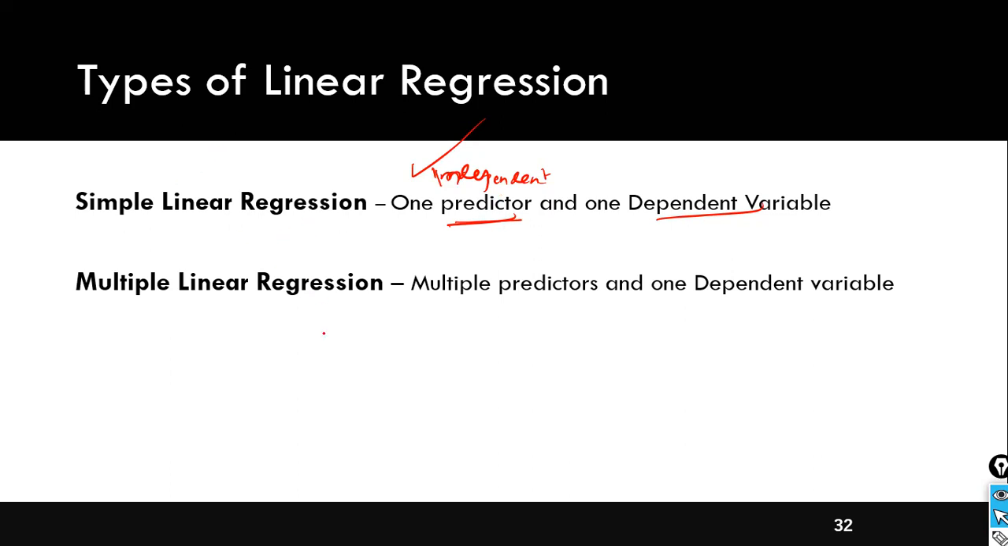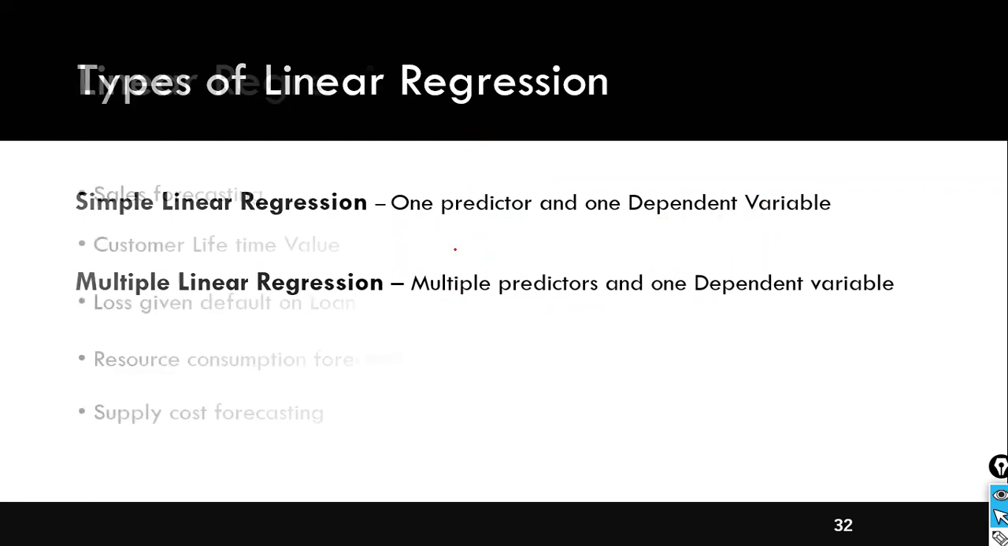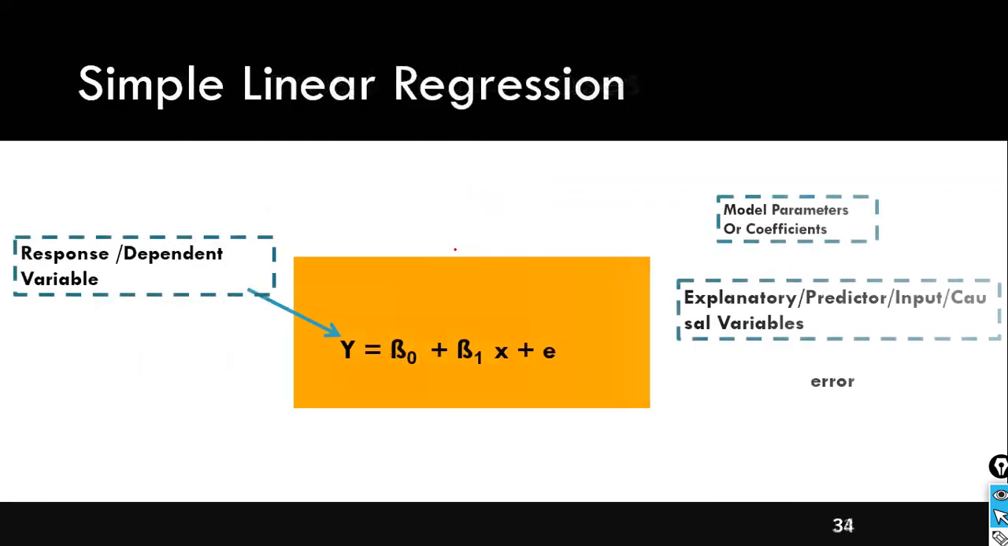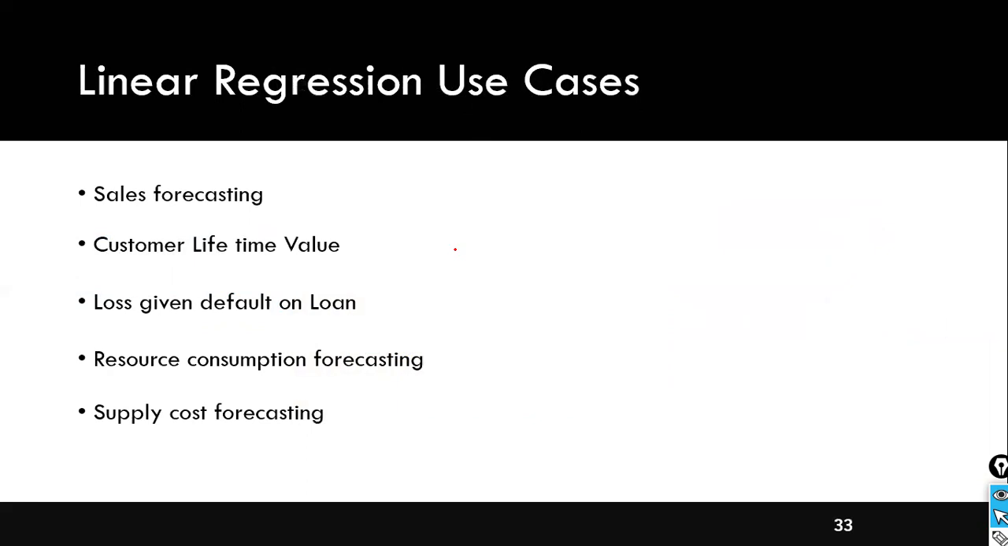And what is multiple linear regression? On the contrary to simple linear regression, here we will be using multiple independent variables, more than one independent variable, and one dependent variable. That's all. That's the difference between these two. But in real-life scenarios, we don't use simple linear regression, as I discussed already. And these are the examples or use cases I've given you already. Give me some other examples for linear regression.